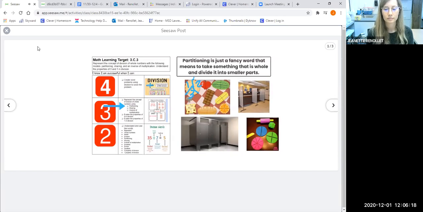Take a look at the next picture here. It looks like maybe a bank, and there's a whole counter there, and what they have done is put up partitions to divide off that counter into smaller parts, probably due to COVID. And then here you can see there's a bathroom, and it was one whole room to begin with, but then they put up partitions to divide the room into smaller rooms so that you would have privacy. And in the last picture, we can see another picture of Play-Doh where they took a whole piece of Play-Doh and they cut it into smaller parts.